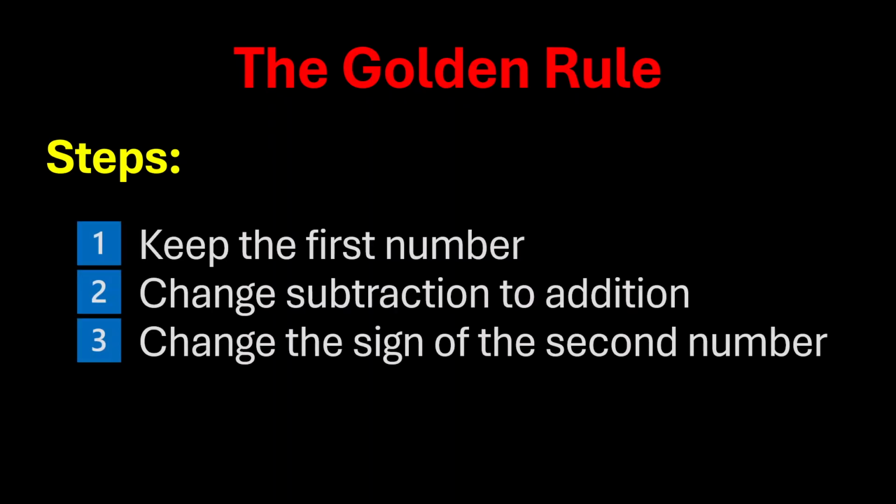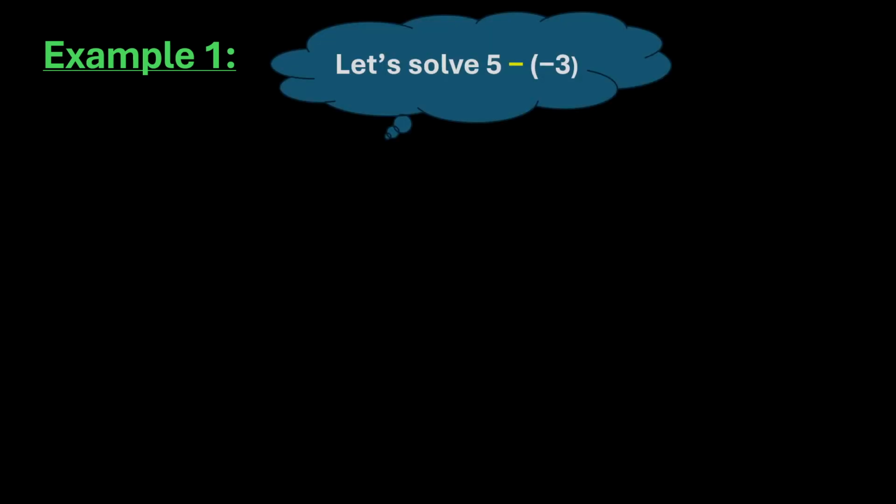So for the golden rule, we have to respect some steps. The first step is to keep the first number. The second, change subtraction to addition. And the final step is to change the sign of the second number, which means the opposite number. Now let's apply this. So let's solve this one.